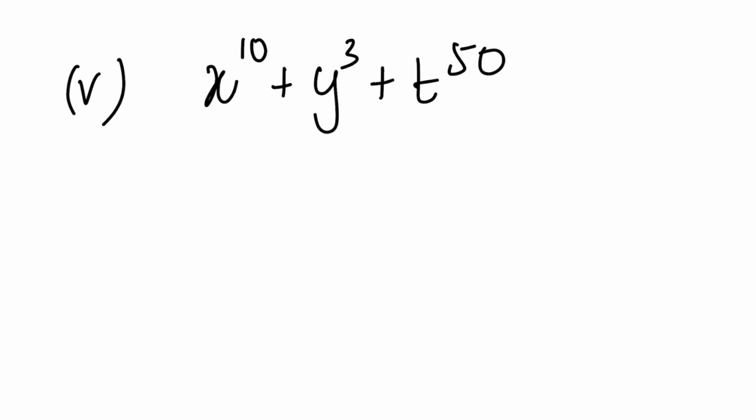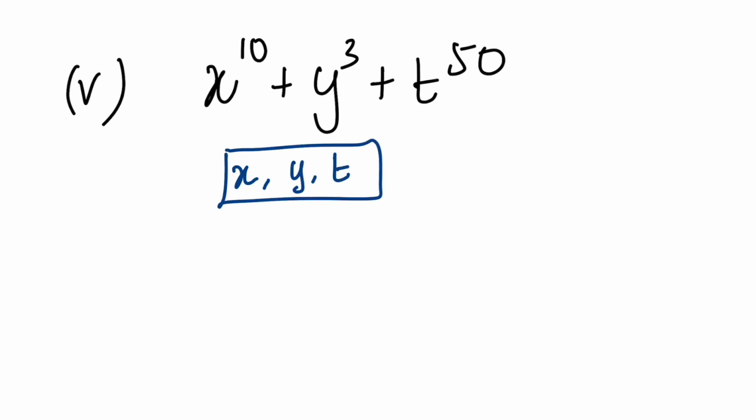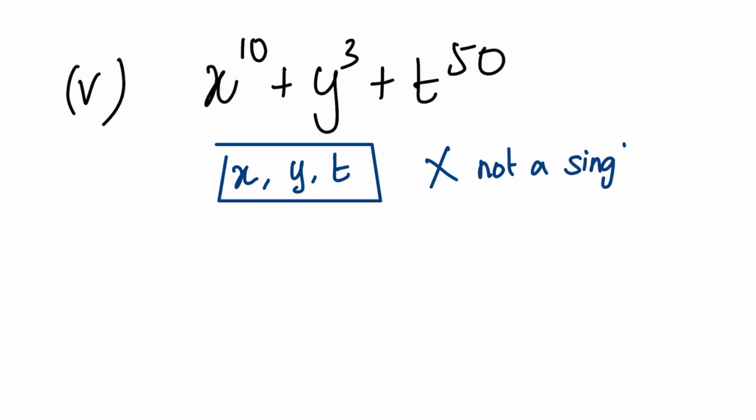Moving on to the fifth subdivision of this question, we have a different polynomial. This is where things get a little bit interesting. Now we have three terms here: x power 10, y cube and t power 50. What are the variables that we have here? We have three variables: x, y and t. Since we have three variables, it obviously is not a single variable polynomial.